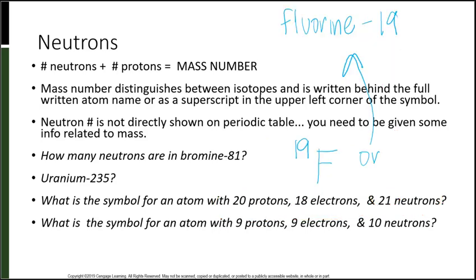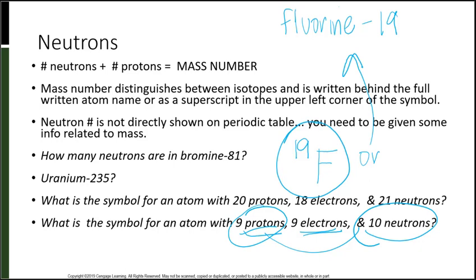Okay, a couple different ways we can do this. If you left it as looking at this and going 9 positives and 9 negatives, oh, it's neutral. So we can just write F and then look at 9 protons and 10 neutrons. We can add those two together and say, oh, its mass is 19. So put 19 in that upper left-hand corner.